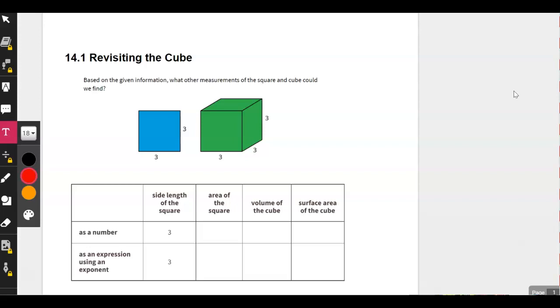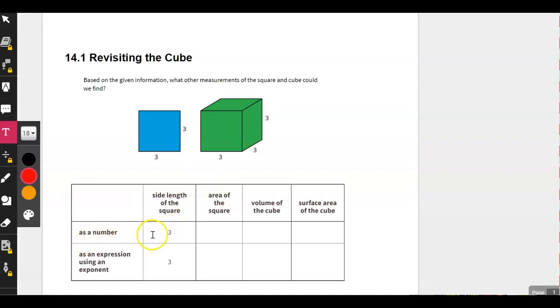In this warm-up, you will recall previous understandings of area, volume, and surface area of cubes and how to record these measurements as expressions using exponents. Looking at this table that we're going to work with, we see that we are asked to find the area of a square. Here's our square in the blue, and the volume and surface area of this cube, which is here in the green. The side length of the square, as you notice, is 3.